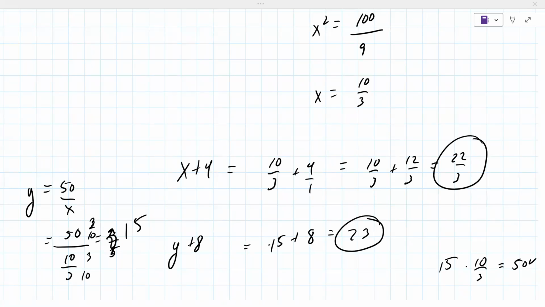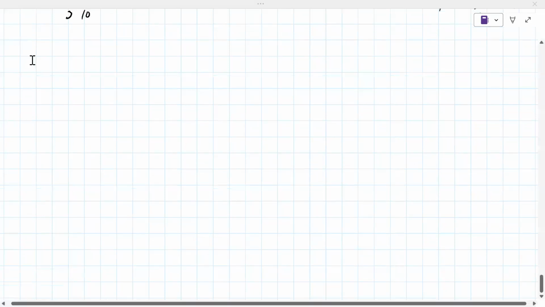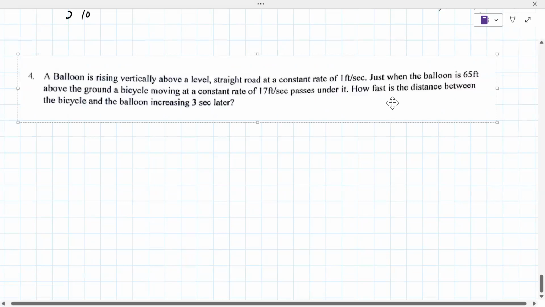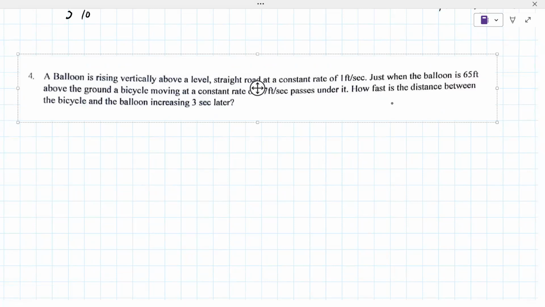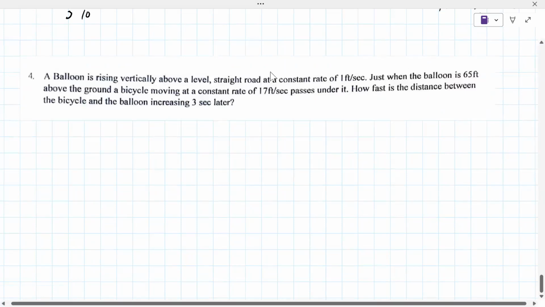Number 4. The balloon is rising vertically above sea level, straight from the ground, at a rate of 1 foot per second. The distance of the balloon is 65 feet above the ground. A bicycle moving at a constant rate of 17 feet per second passes under it. How fast is the distance between the balloon and the bicycle changing?